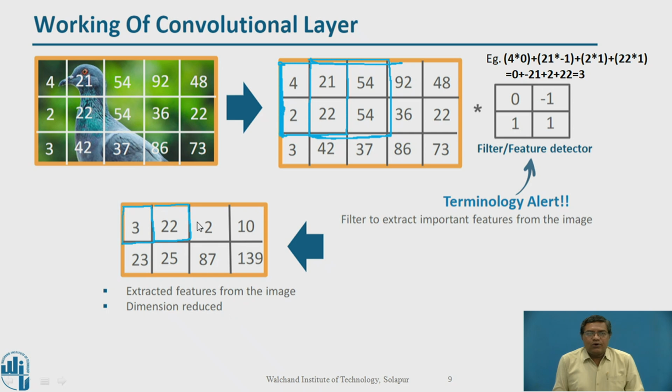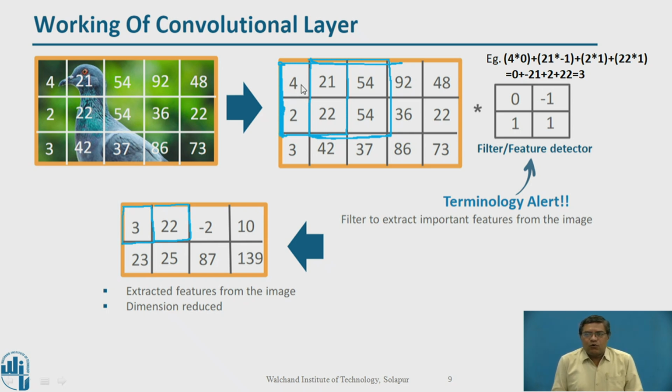Here is the working of the convolutional layer on the given input image in the form of a matrix. Here these values indicate the pixel values of the given image. So we can apply the filter using the dot product operation on the different subregions of this given matrix. The size of this filter is 2 by 2. Therefore, initially this filter will be applied on the first subregion having the pixel values 4, 21, 2 and 22. The dot product is applied.